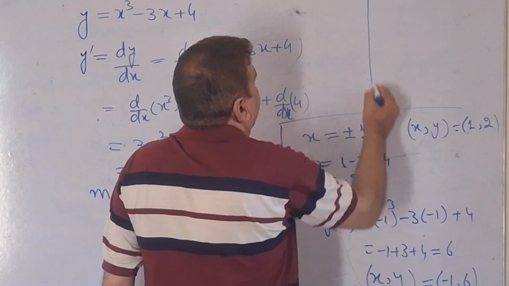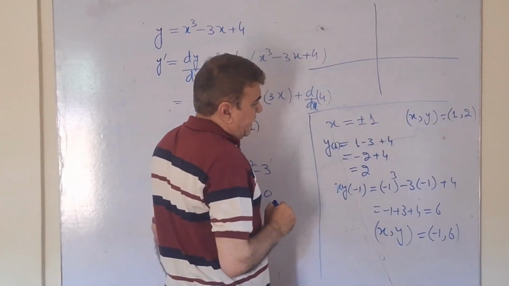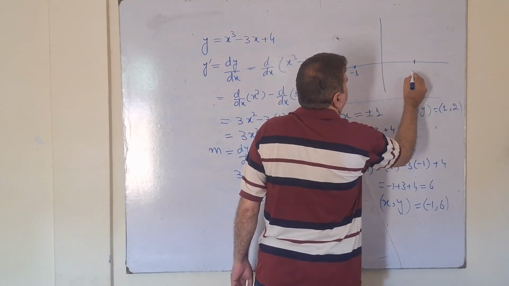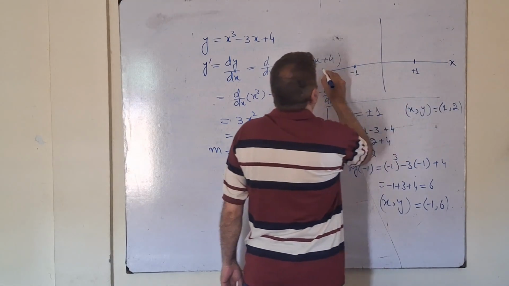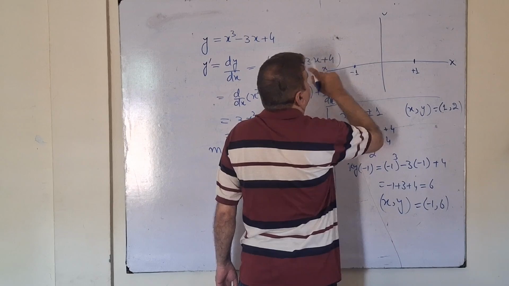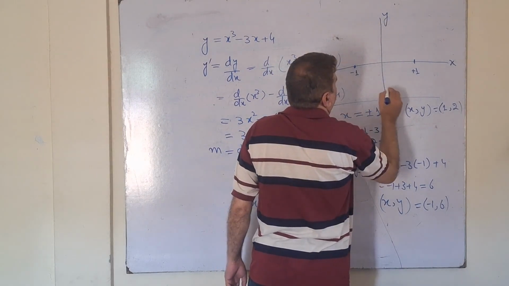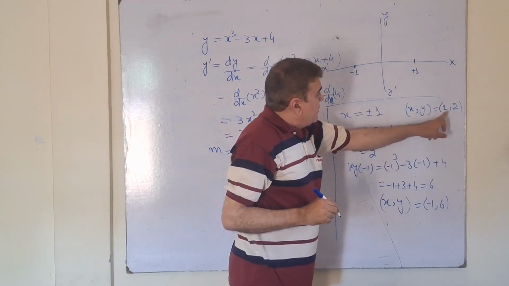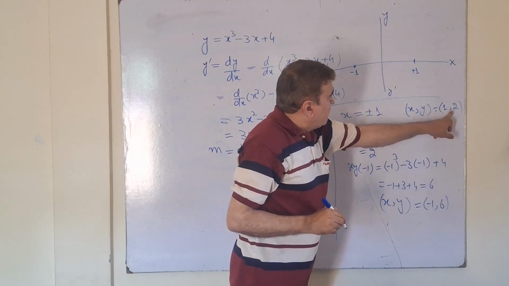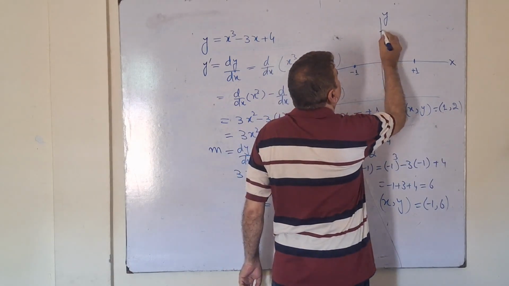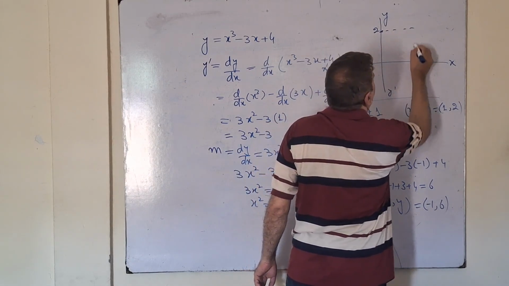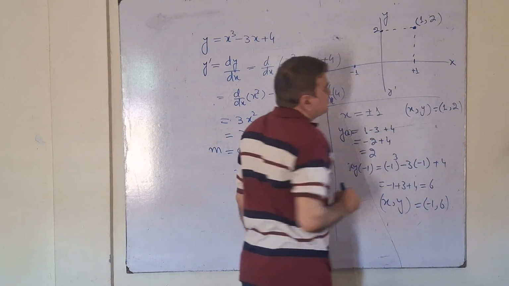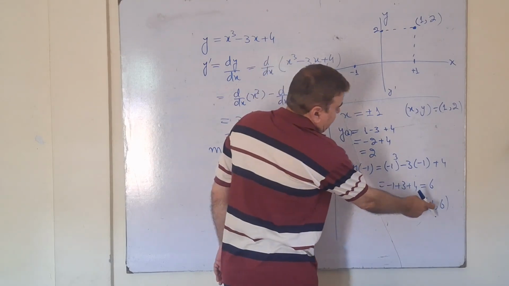If I plot the Cartesian coordinates, then this point I designate as -1 and this point I designate as +1. This is the x-axis, this is x prime with negative values, this is the y-axis, positive y, and this is minus y. The value of y for both values of x is positive. So for x equal to 1, y is 2, so the point would be somewhere at this position. This is the point (1, 2). And the other point is (-1, 6).